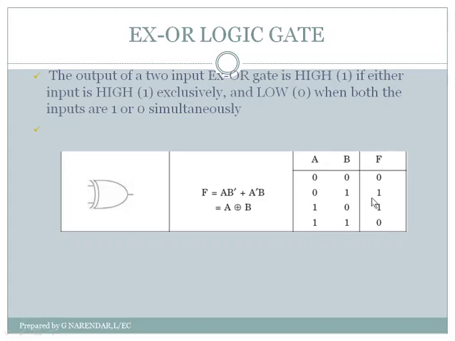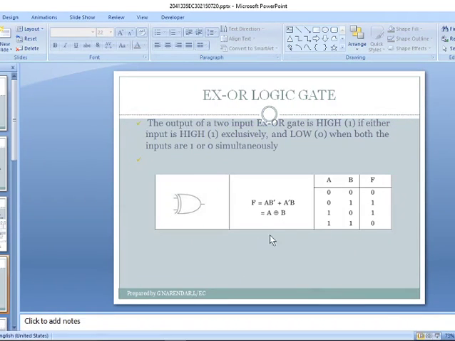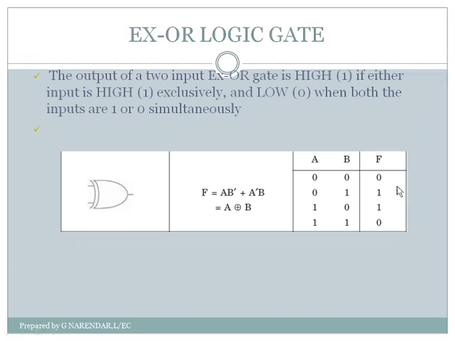And so we are going to get, when both the inputs are 0, the output of XOR gate becomes 0. And when A equal to 0, B equal to 1, output of XOR gate becomes 1. And when A equal to 1, B equal to 0, we'll get output of XOR gate as 1. And when both the inputs are 1, we'll get the output of XOR gate as 0.